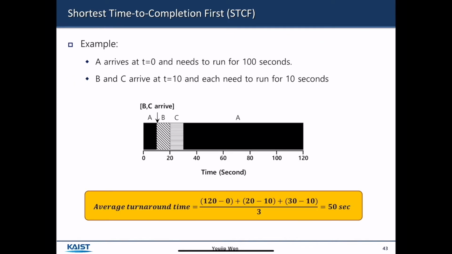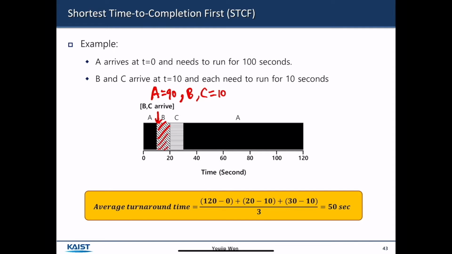Let's review the example. A arrives at T equals 0 and needs to run for 100 seconds. B and C arrive at T equals 10 and each needs to run for 10 seconds. In that case, A has been executing for 10 seconds, so the remaining time of A is 90. So at this point, execution time of A is 90 and execution time of B and C is 10. The CPU scheduler selects B for execution, and B is executed for 10 seconds.